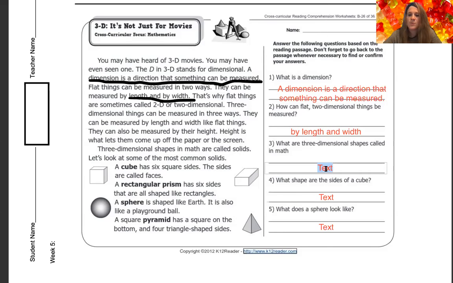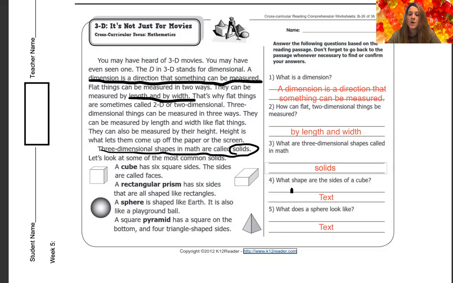Okay, question number 3. What are 3-dimensional shapes called in math? Remember, what is the math term for 3-dimensional shapes? Yeah, it's down here. It says 3-dimensional shapes in math are called solids. So it's right there. Okay. So that's all we're going to write is solids. Good job.